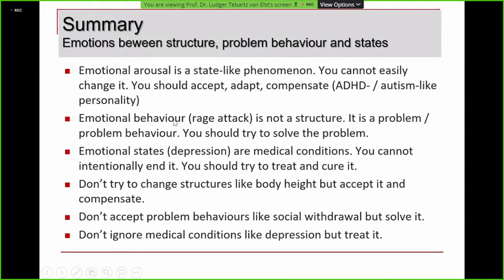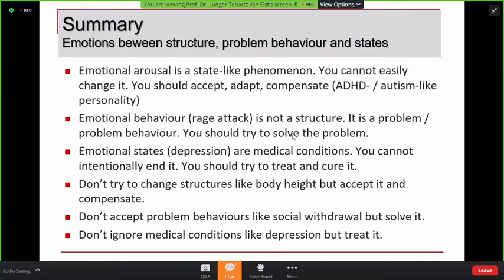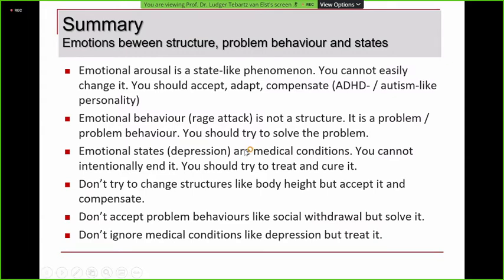Emotional behaviors, for example, rage attacks, on the other hand, as I mentioned before, is not a structure. It's a problem behavior, and you should try to solve it or the problem. Emotional states like depression are medical conditions. You cannot intentionally end it, like pain states, and you should try to treat and cure these states.